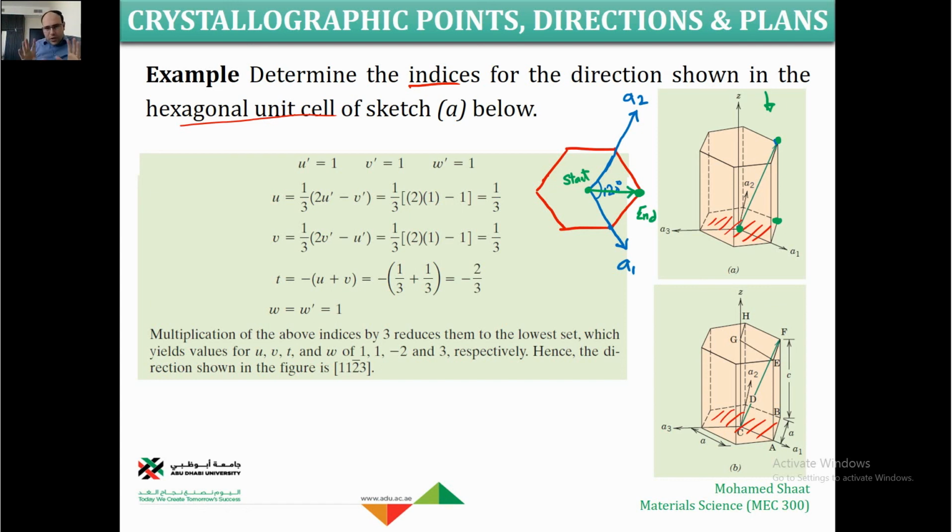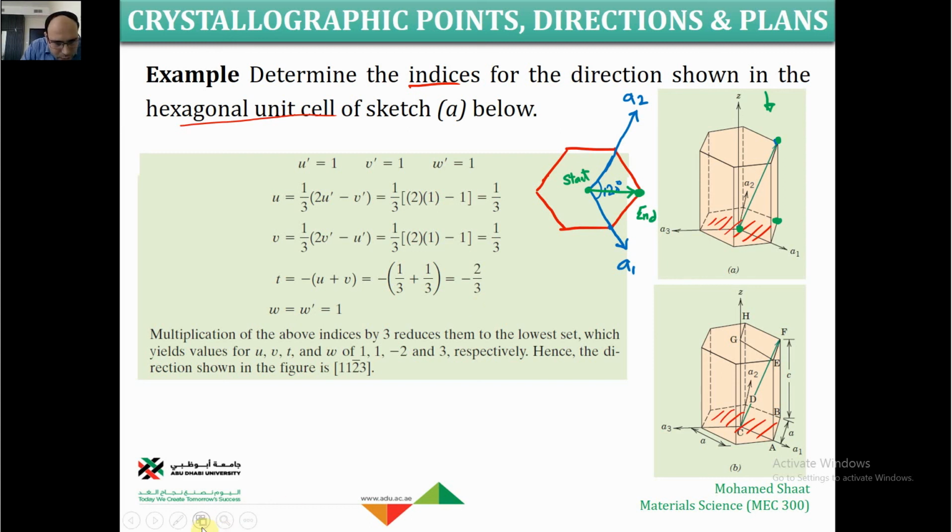Then your objective, because as I said, the W prime is very simple. W prime, we can get it from the shape. There is no big deal with the W prime. But the challenge is how you define U prime and V prime. So simply, your objective, if you start from here, is how long you should move parallel to A1 and parallel to A2 till you reach the end point.